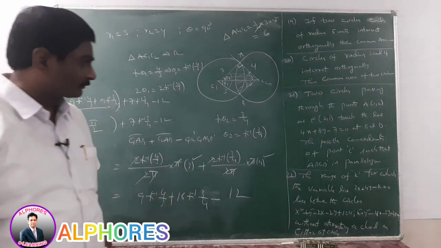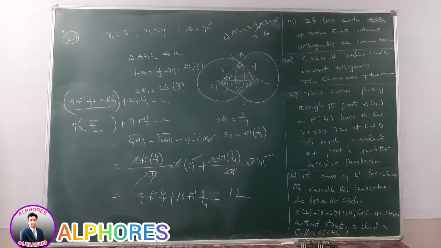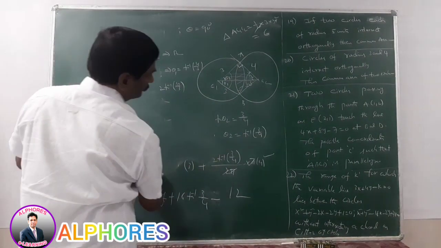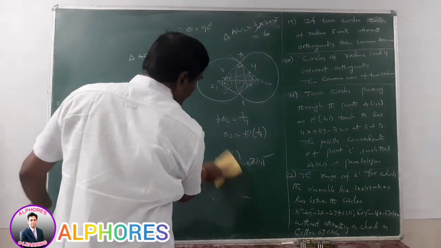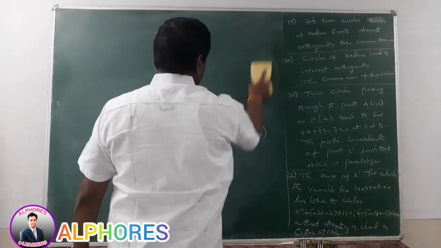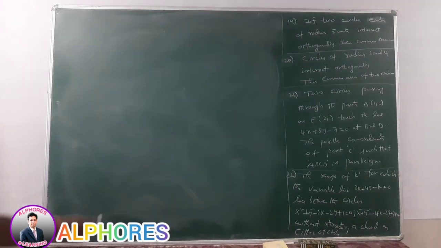Okay, next, 21. Two circles passing through the points A 1 comma 2 and E 2 comma 1 touch the line 4x plus 8y minus 7 is equal to 0 at B and D. The possible coordinates of the point C such that ABCD is a parallelogram.